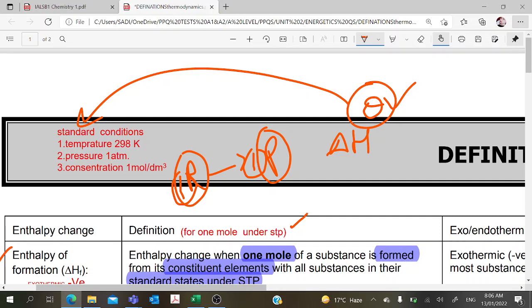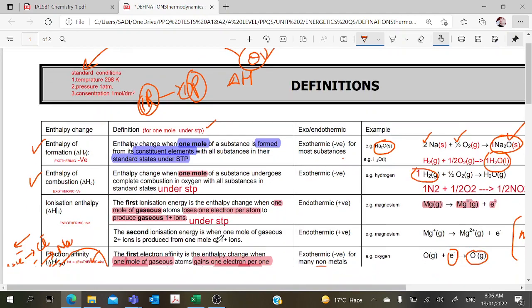And what are those standard conditions of temperature and pressure? One mole per dm cube of concentration, 1 atm of pressure, which is 100 kilopascal, or 101, sorry, and 298 Kelvin of temperature. Okay, and all the definitions are for 1 mole of these substances. If something is being formed, 1 mole of that substance is formed. If something is reacting, then 1 mole of that substance will react. Any question?